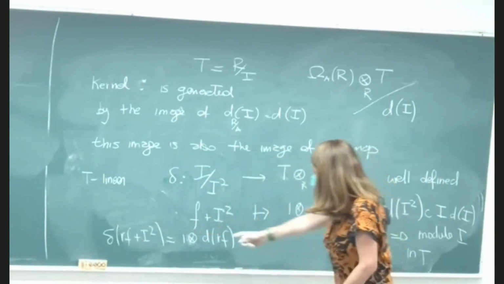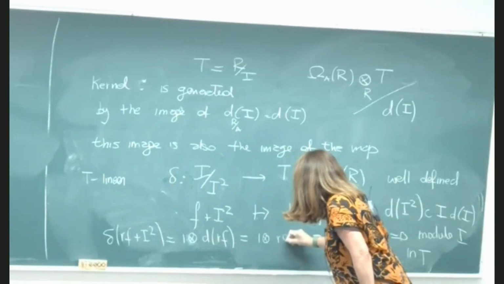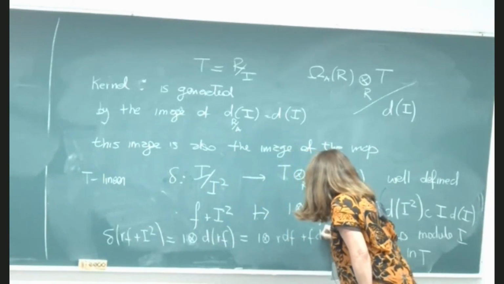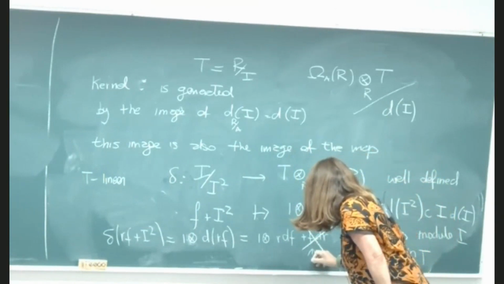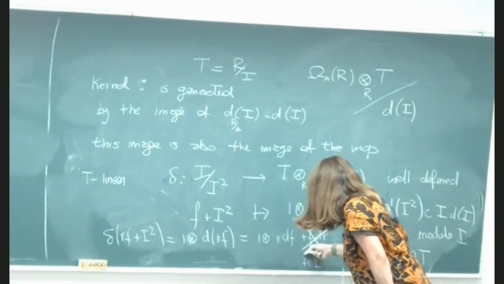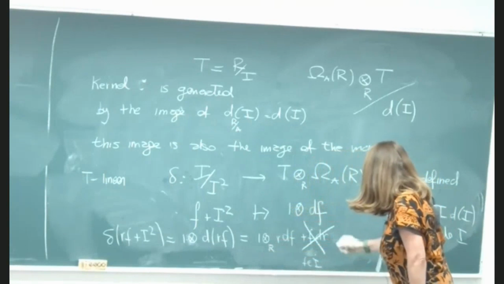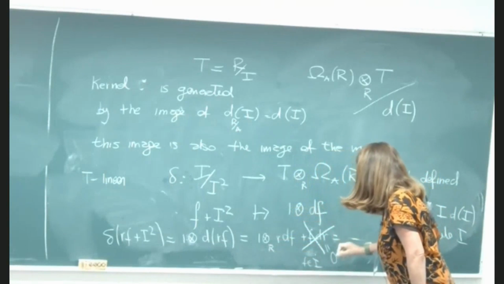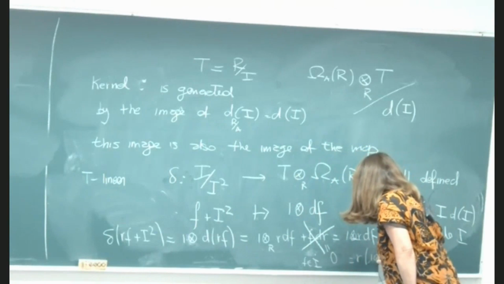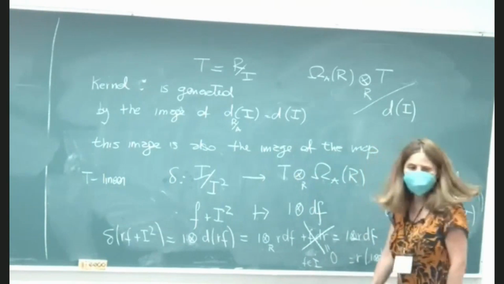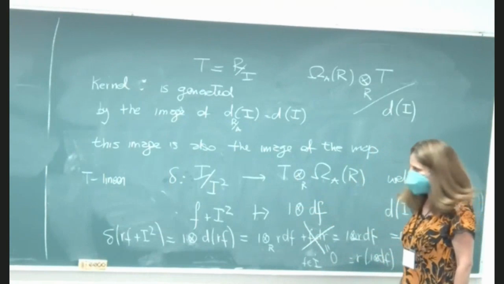But this has the Leibniz rule, so you would have to do 1 tensor R df plus f dR. But this guy goes to 0 because f is in I. Remember, f is in I. So if I take it through the tensor, it gets to be 0. Okay? So it's equal to 0. And so this is exactly 1 tensor R df, which is R times 1 tensor df. And now you're done. Okay? So this is really R delta.